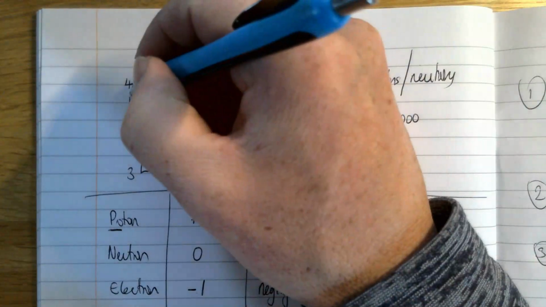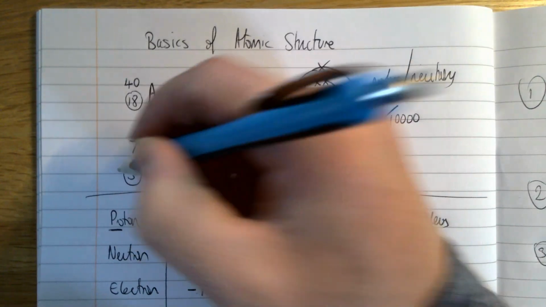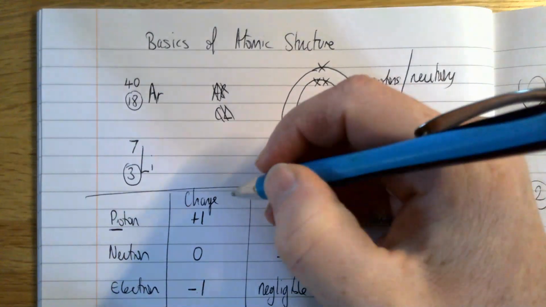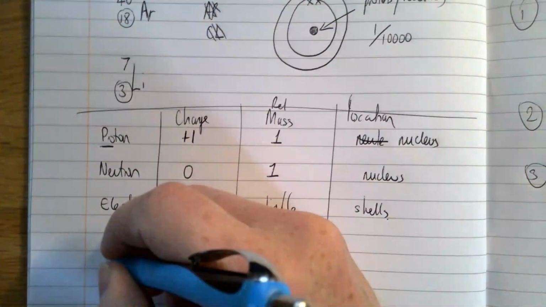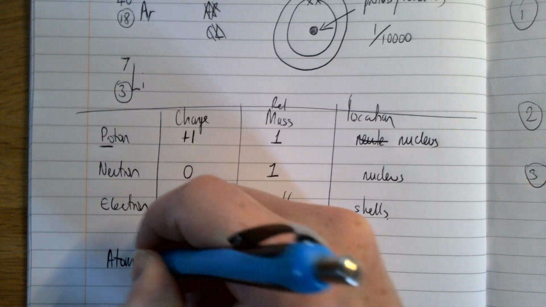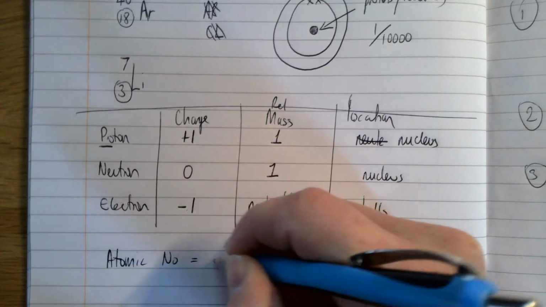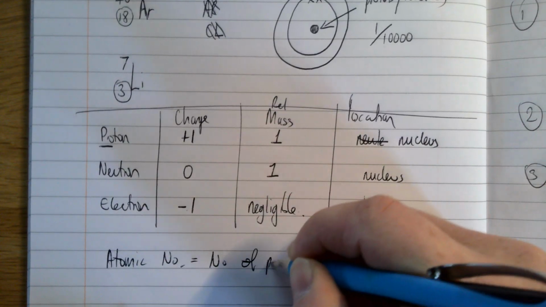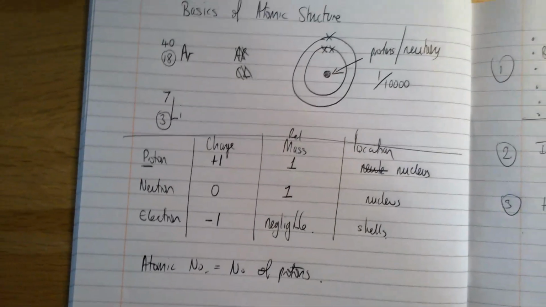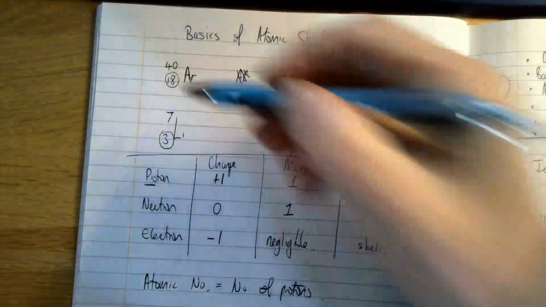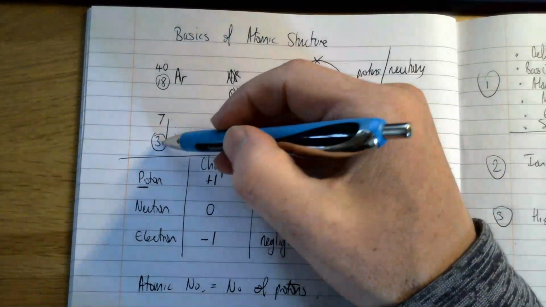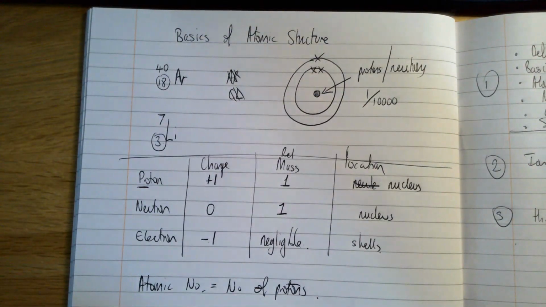The smaller number, usually written at the bottom, is what we call the atomic number. So atomic number is equal to the number of protons, and that's a definition you should know. Atomic number equals number of protons, and that defines what the element is. If the element has got 18 protons, it must be argon. It's always argon and nothing else. And if the element's got 3 protons, it must be lithium and nothing else.